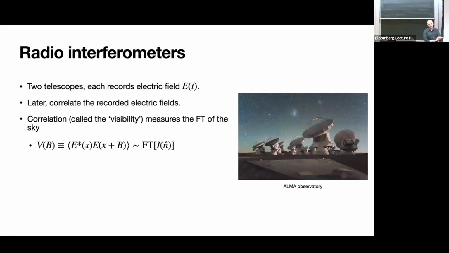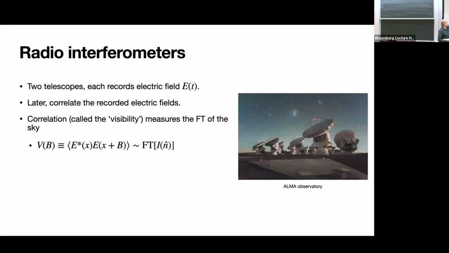Okay, so just to put everyone on the same page, let me first remind you all of some very basic aspects about interferometry. We'll start off by reviewing things that you've already seen about radio interferometers. The way radio interferometers work is that we have multiple radio telescopes, and each one records the oscillating electric field that it receives. We then take those recordings of the electric field and correlate them with each other. And that correlation, called the visibility, measures for us the Fourier transform of the brightness of the sky by the famous Van Cittert-Zernike theorem.